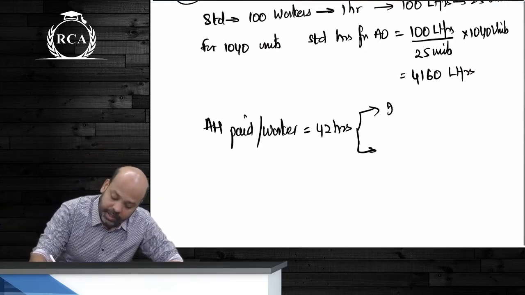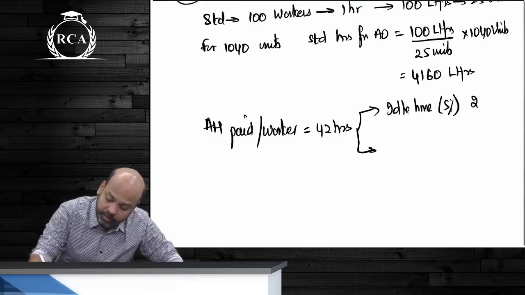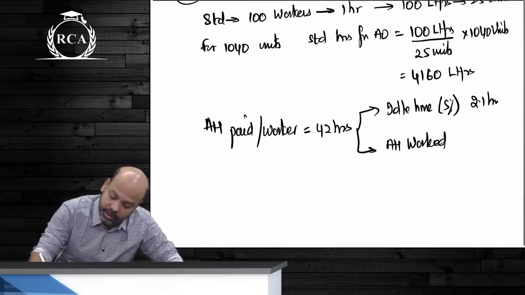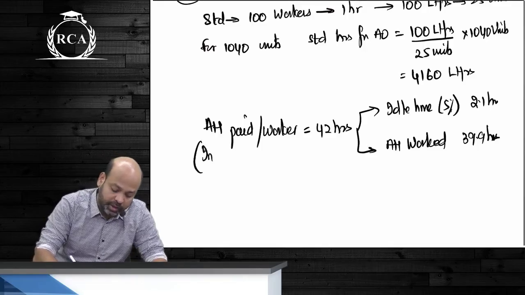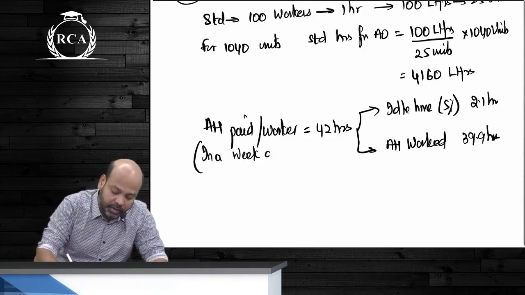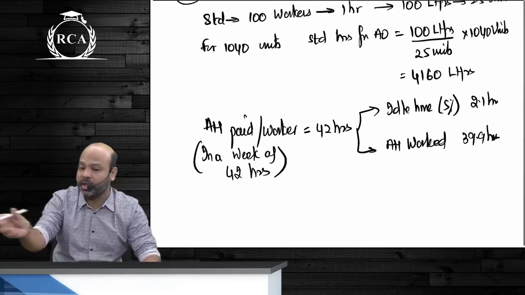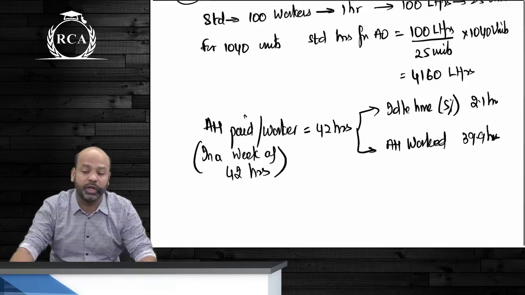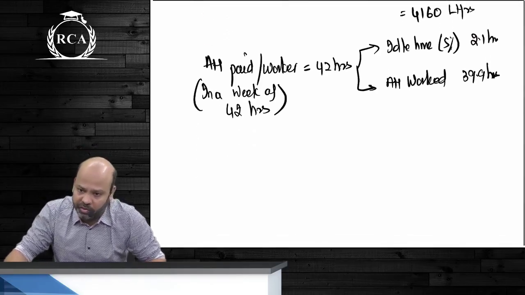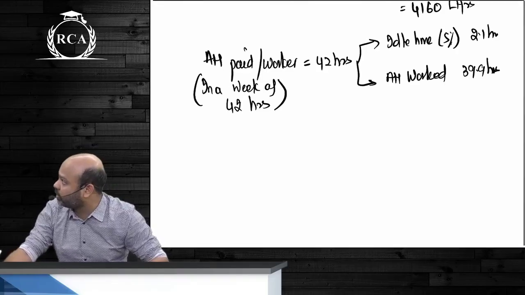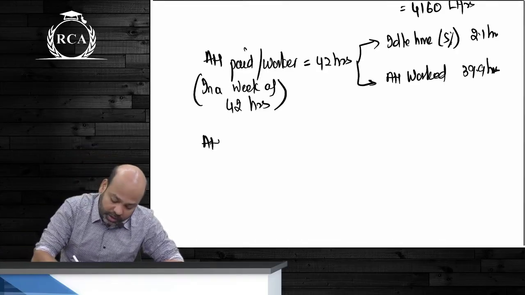How much is the idle time here? 5%. That will be 2.1 hours. How much will be the actual hours worked? 39.9 hours. If it says a week of 42 hours, that means every worker, guys, would be working for 42 hours. If they didn't mention idle time, you would have taken directly 42 hours as actual hours worked. If they wouldn't have used the word 5% lost, you would have taken the entire 42 hours as actual hours worked.